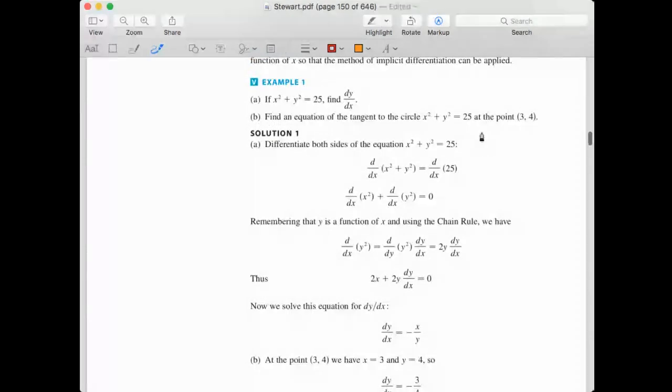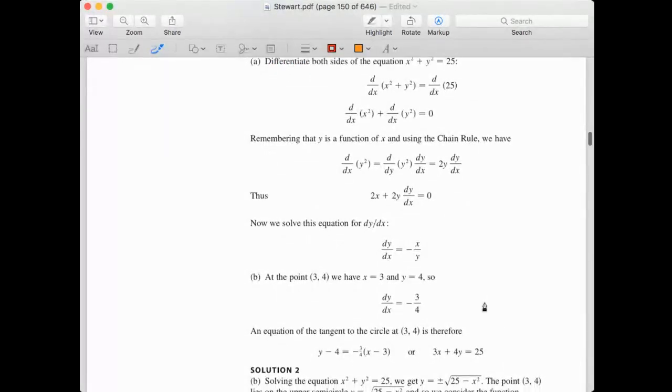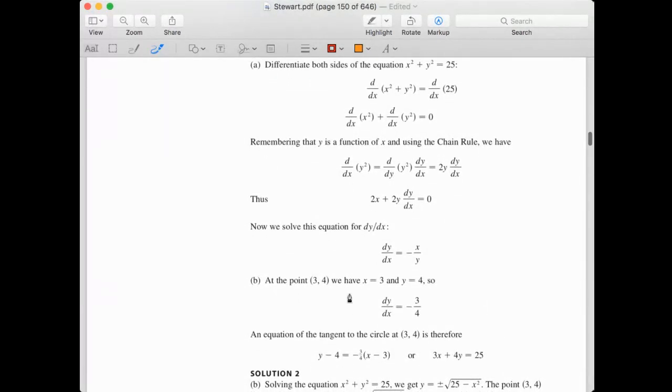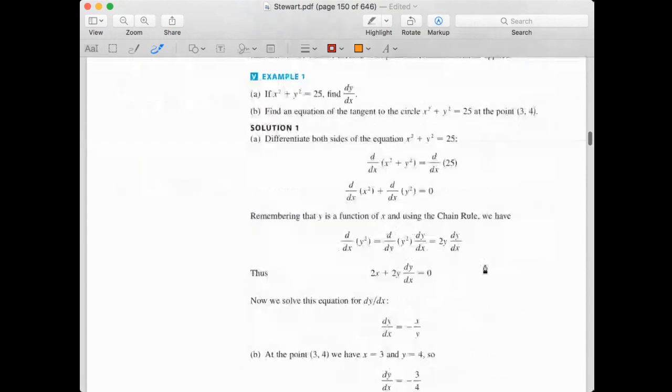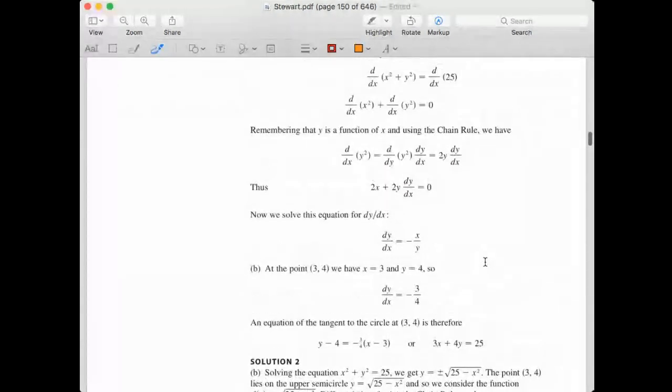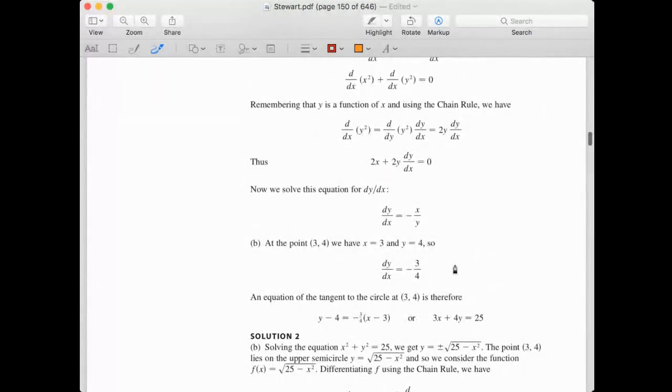Then if we are given any point, let's say this here, (3, 4), we can find out the rate of change, and we can find out the tangent line. We just plug in 3 for x, 4 for y, get negative 3 over 4. Let's see if we have the picture here. No, we don't have a picture here. Then plug in those two points, we get the tangent line representation.